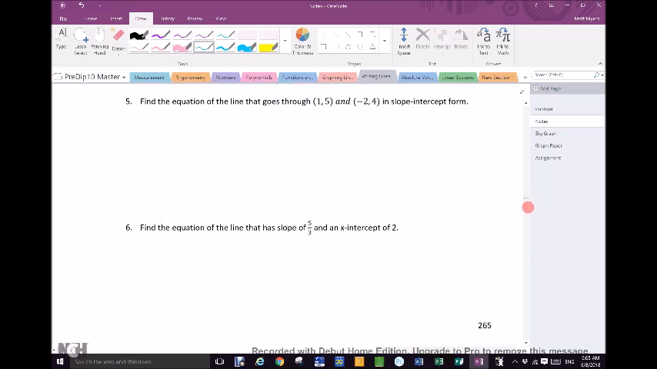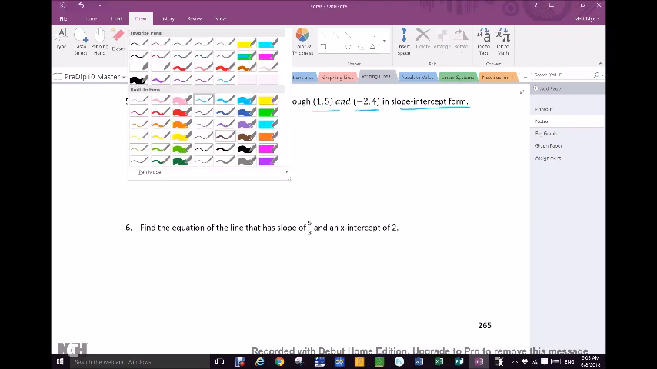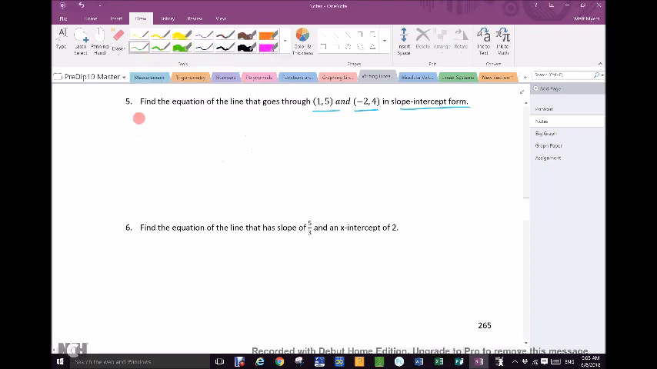Next question. Find the equation of the line that goes through there and there in slope-intercept form. What do I need to do slope-intercept form? I'd best have a slope, don't you think? Can I find the slope somehow? Yes, of course I can, because I know that slope equals y2 minus y1 over x2 minus x1. So what's my slope? Go!